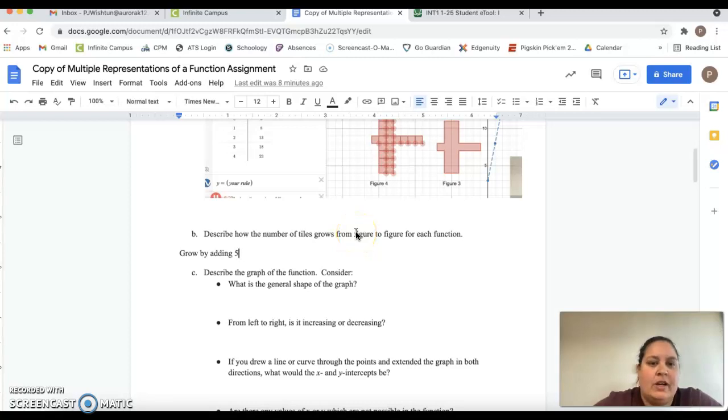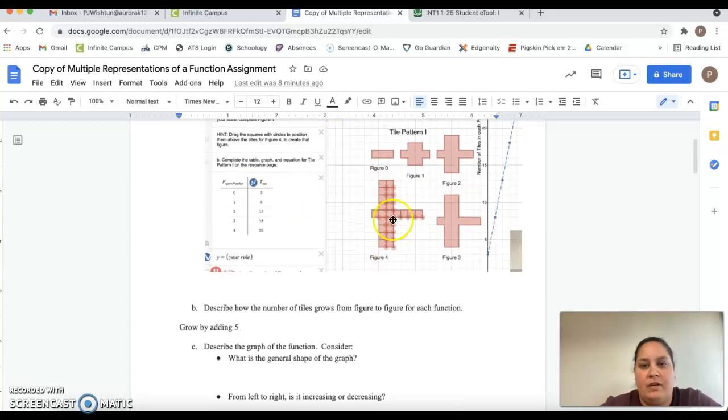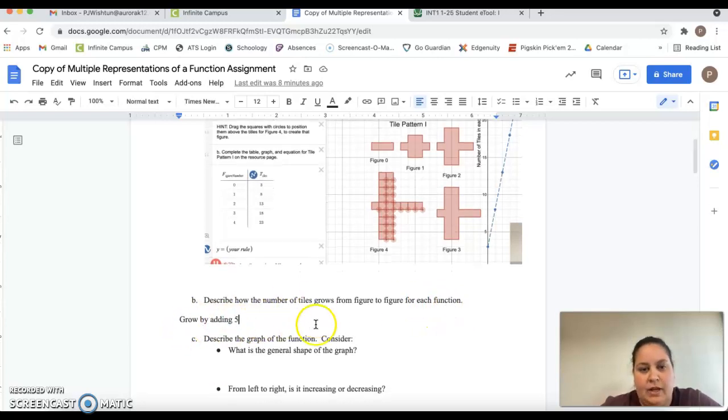Sorry, that last video got cut off right as I was typing, but again, the whole rest of the assignment is just you following those same instructions. So read the question, answer it based off of the information that you have above in your picture, right? So describe what's happening with the tiles. They're growing by 5 each time, okay?